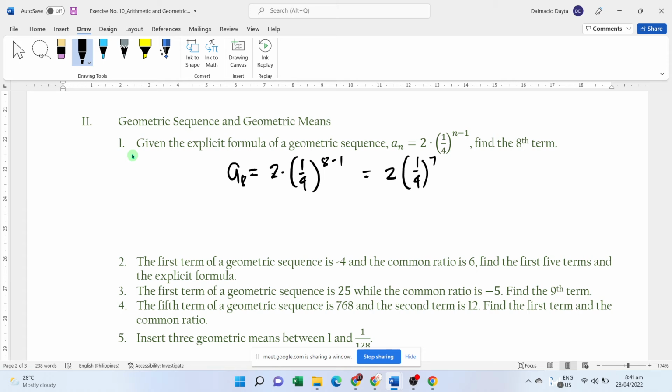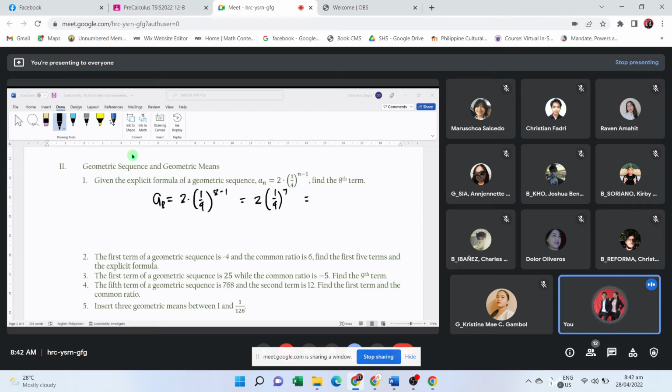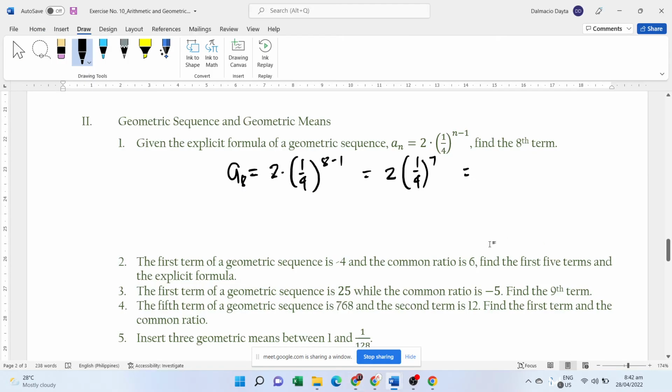Anyone? Do you have an answer here? 1/4 raised to 7 times 2. What is your answer? Meron ba? Yes. Sino nagtaas ng kamay? Hindi ko nakita. Sir, yeah. 1/8192 po. Marushka. Si Marushka, no?